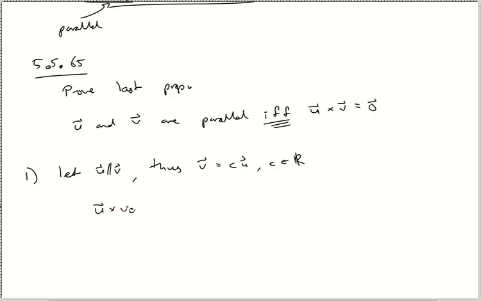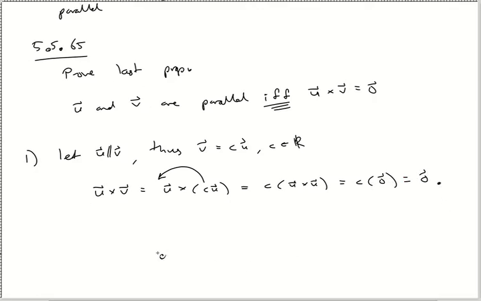Therefore, if I had U cross V, what I'm really saying then is U cross CU, right? Now there's a property with this cross product stuff that you can take the C and move it out. And so then I got C times U cross U. And that definitely is equal to C times the 0 vector. And C times the 0 vector is definitely still the 0 vector. Cool. So we're done with that one.